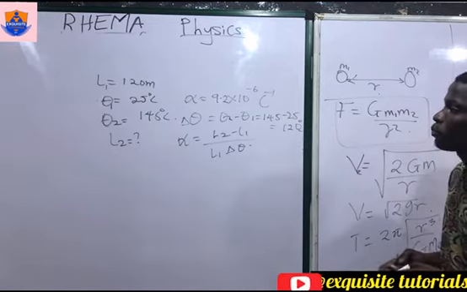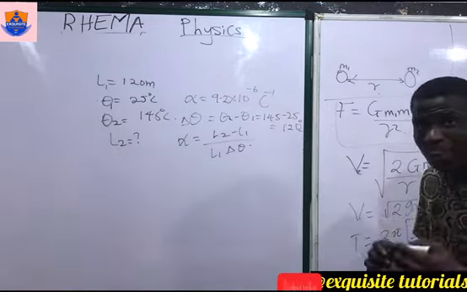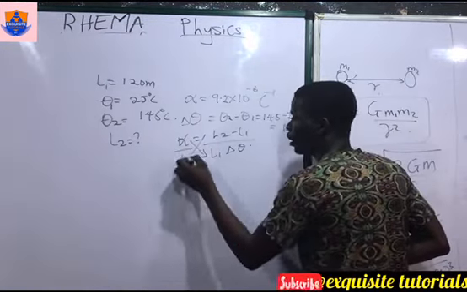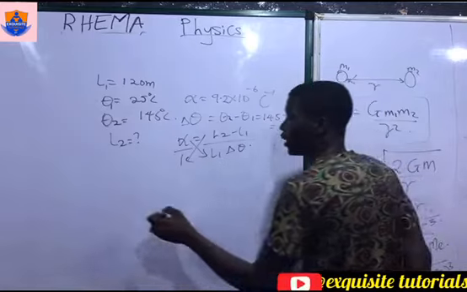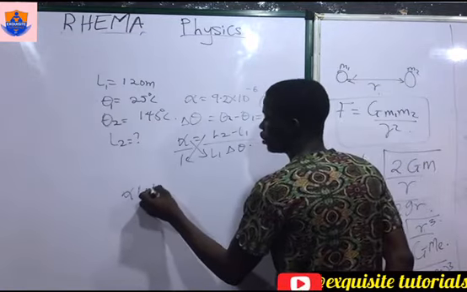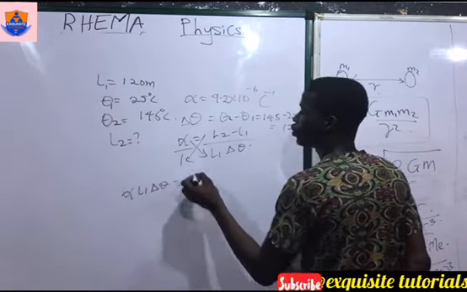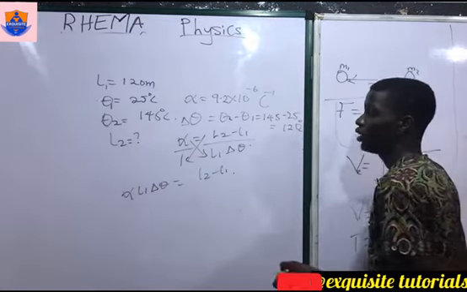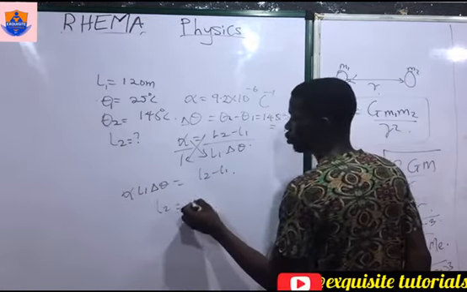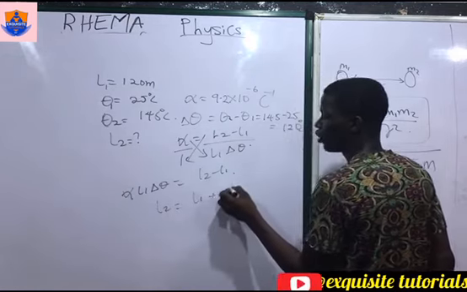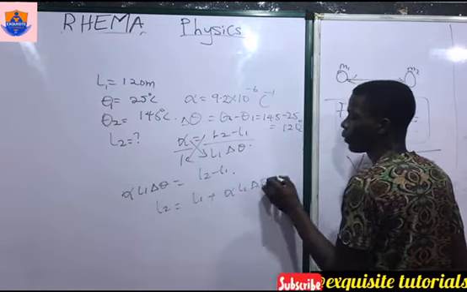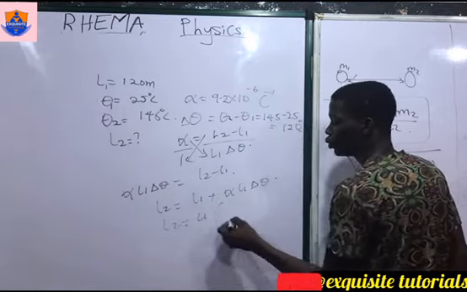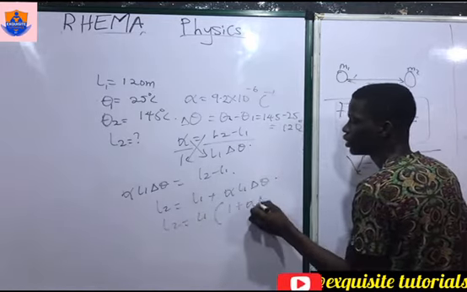So now, from here, let's quickly make L2 the subject of formula. I can make this one to be over 1, I cross multiply. Now, cross multiplying, I'll be having alpha L1 delta theta is equal to L2 minus L1. So to get my L2, L2 will be equal to L1 plus alpha L1 delta theta. So L2 will be equal to L1, which is common to both terms, times 1 plus alpha delta theta.